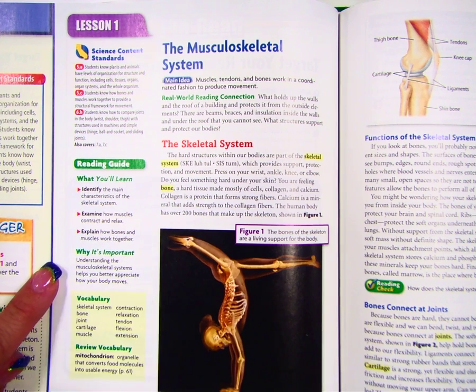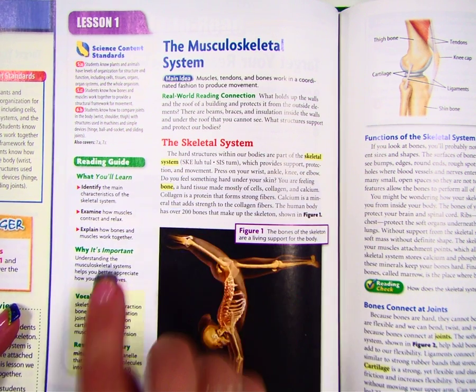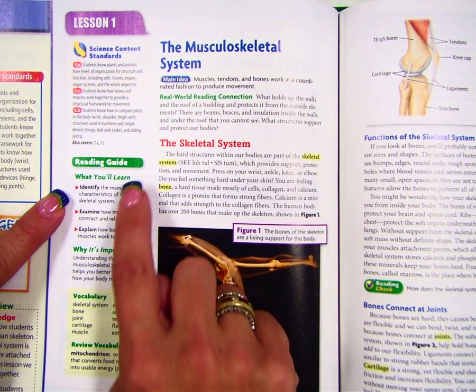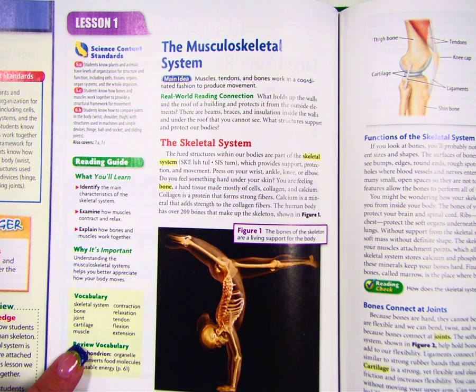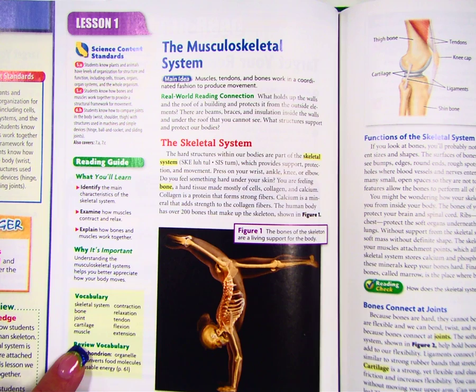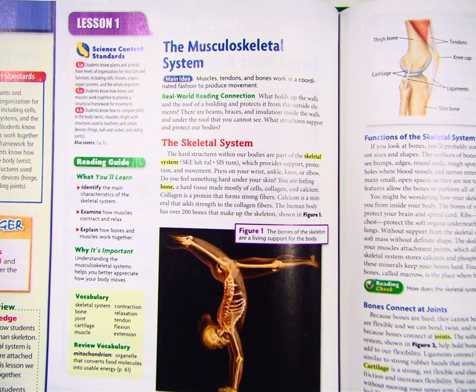Now, we're just going to flip right to lesson 1, and I want to show you what happens at lesson 1. The neat thing about our science book this year is it has some really good components. One, it tells us what we're supposed to learn, what you're going to be tested on in 8th grade when you take the 8th grade test. But it also has this reading guide.